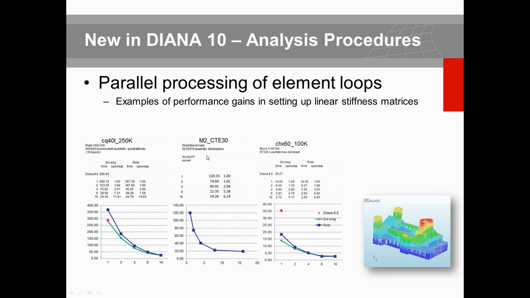The same for instance, 5 million tetrahedron elements. You can see how increasing the number of threads reduces the solution time. Same one here for about 100,000 hexa-dominant elements.